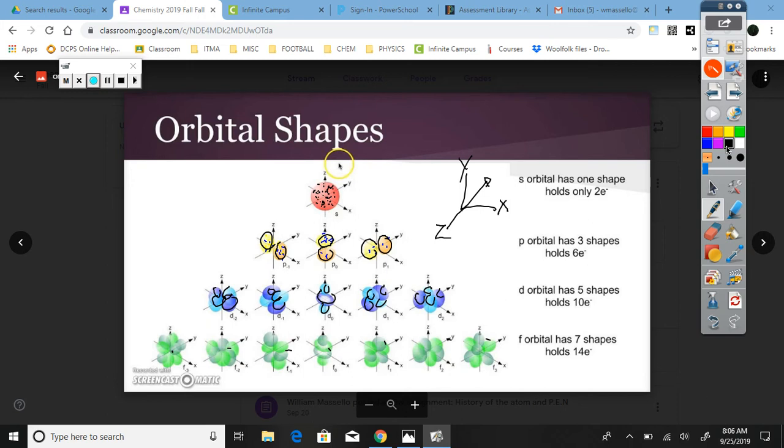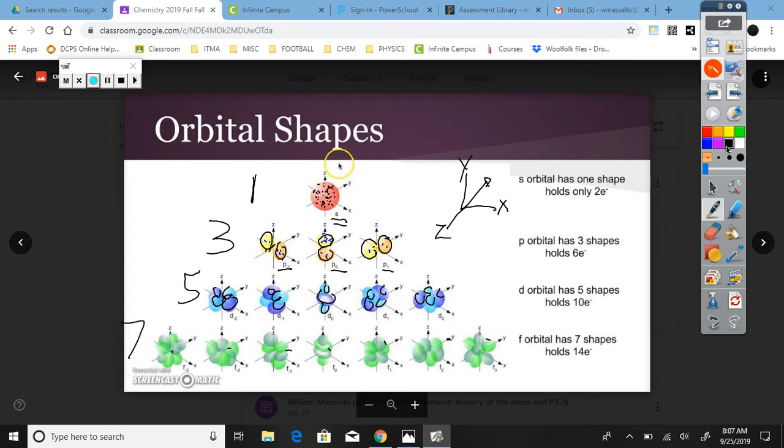How many shapes, if you see the letter S, how many shapes do you see? How many different shapes do you see? 1. How many P shapes do you see? No, you don't see 2. You see 3. I see P, P, and P. Okay, how many different D sublevels do you see? 5. And how many F sublevels do you see? 7.